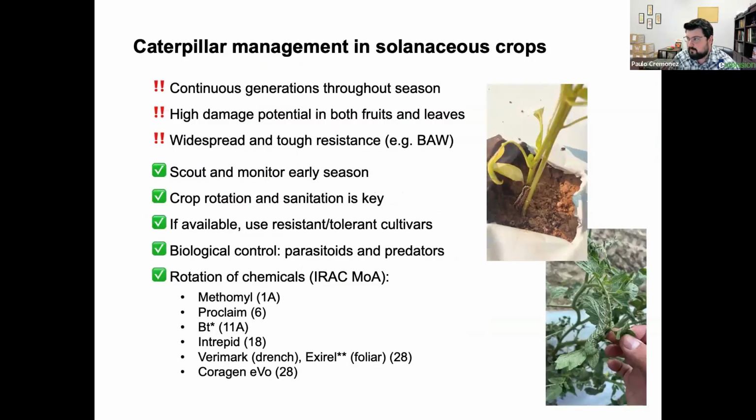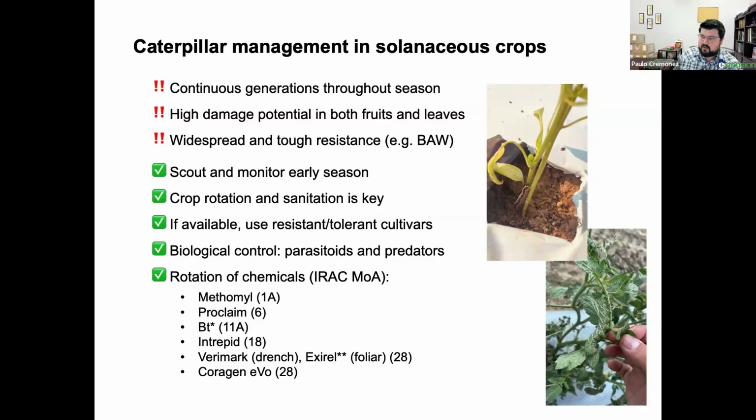So for the caterpillar management in the solanaceous crops, some alerts here is that continuous generations happen throughout the season. They have a high damage potential, so even in small populations, they will be voracious in eating both fruits and leaves, and they can be very widespread in top resistance, like the beet armyworm situation.